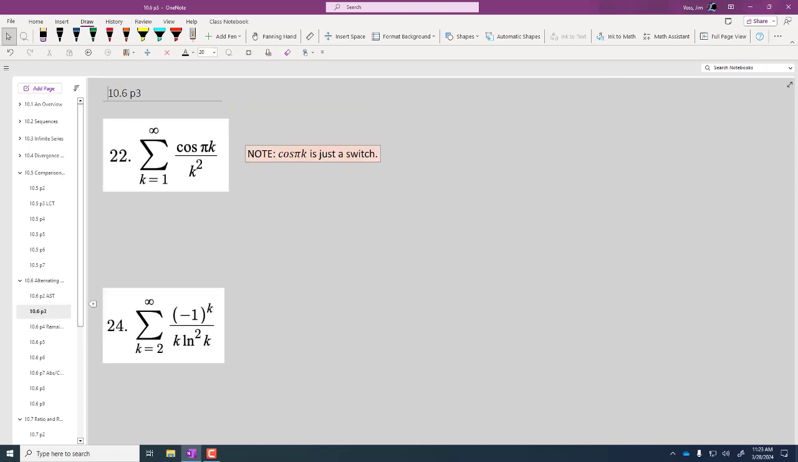Okay. There are fancy ways to make switches. That is a switch. This is an alternating series. It may not look like an alternating series, but it is.